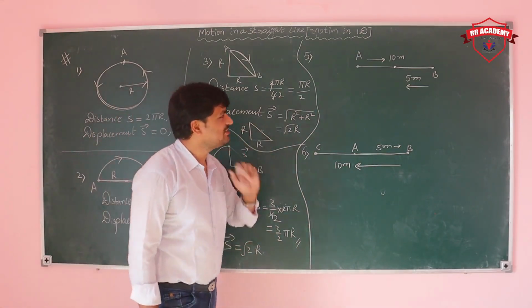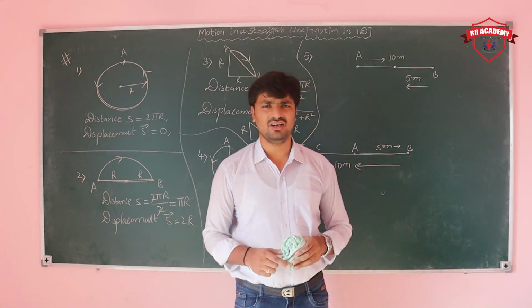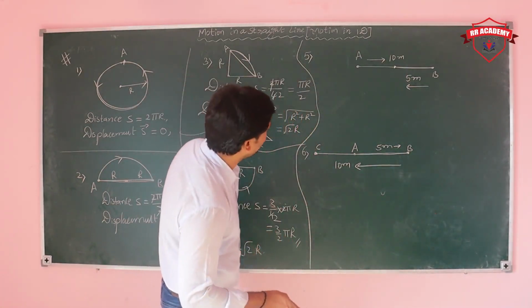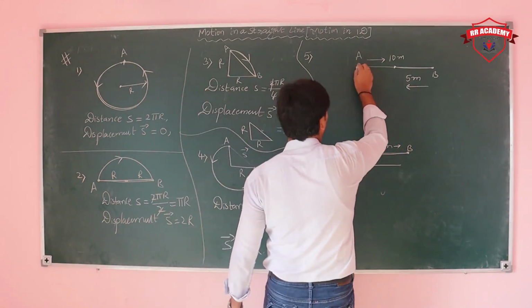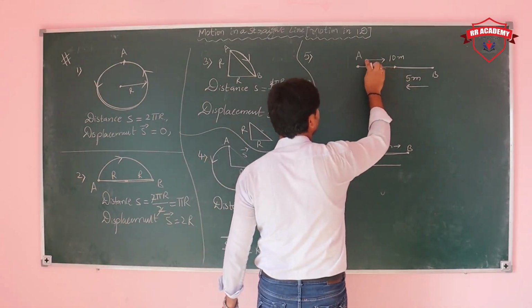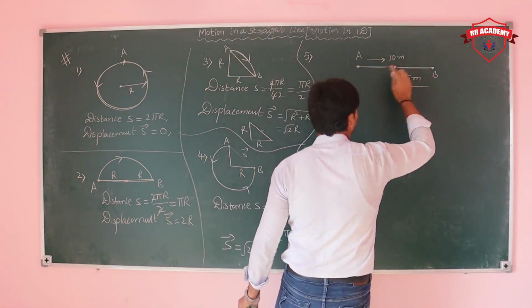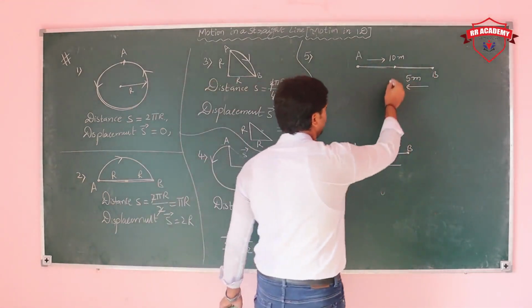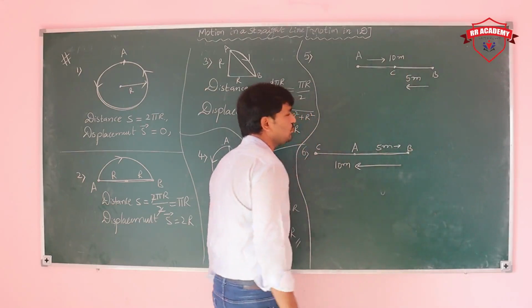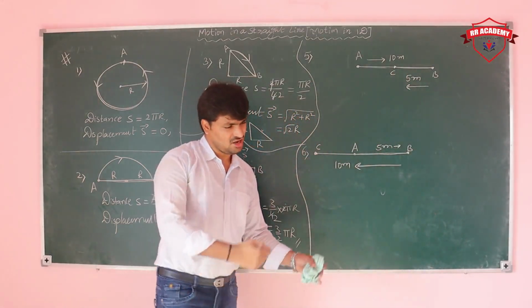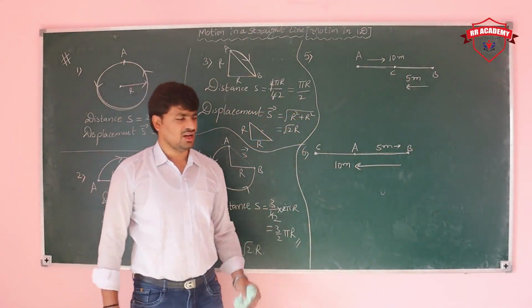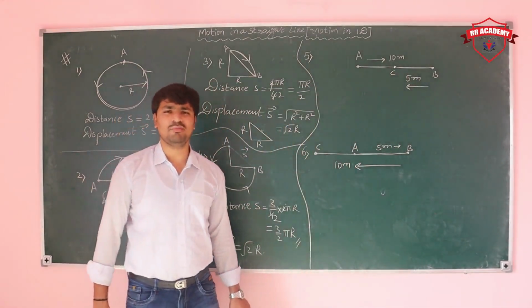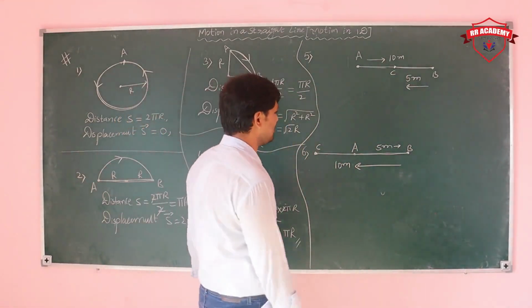Next, let's move to this. Here there is another condition. What is that? A particle is traveling from A to B, 10 meters. And then B to C, 5 meters. 5 meters means 5 meters backward. 10 meters forward and 5 meters backward. Then what about the total distance and displacement?